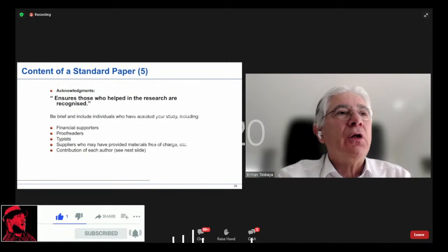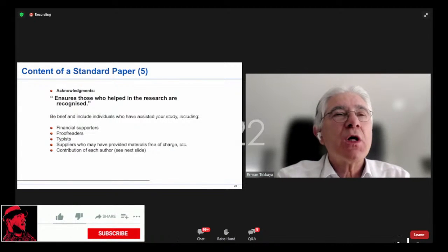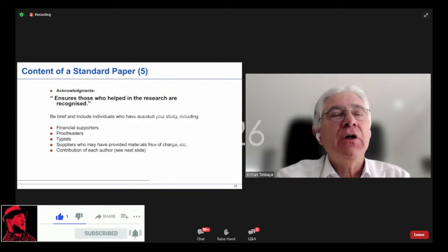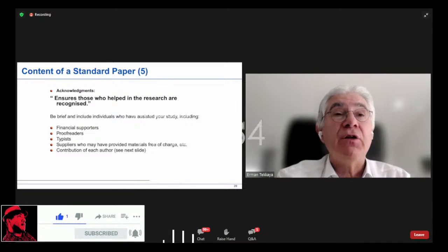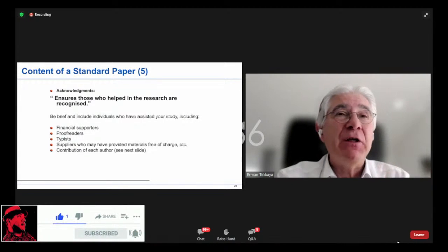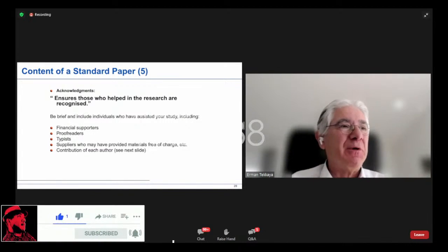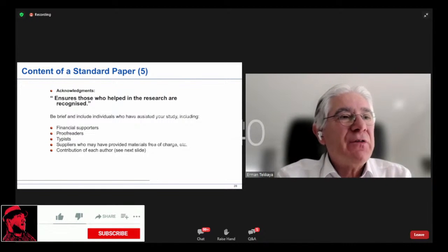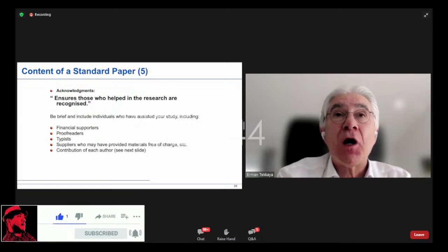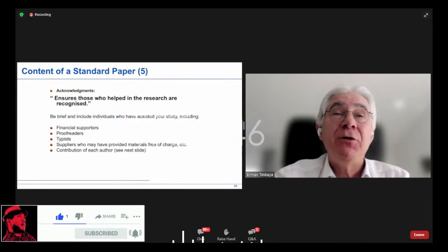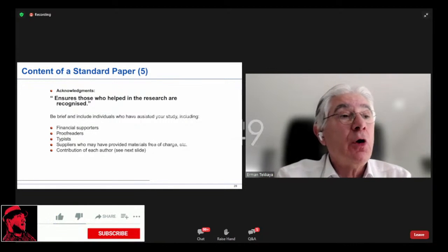Section, acknowledgement. Here, you should ensure that anyone who helped you in the research is recognized. That can be the financial supporters, the proofreaders, the typist, which we don't have anymore. Every one of us is writing the paper him or herself. Suppliers who may have provided materials free of charge. If you have paid money, you don't have to mention them.